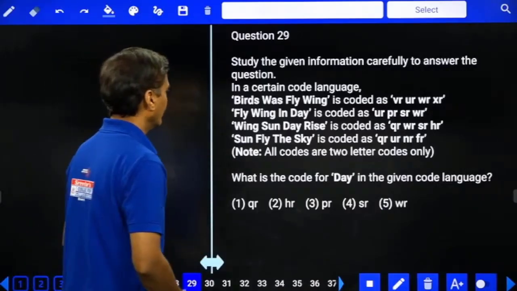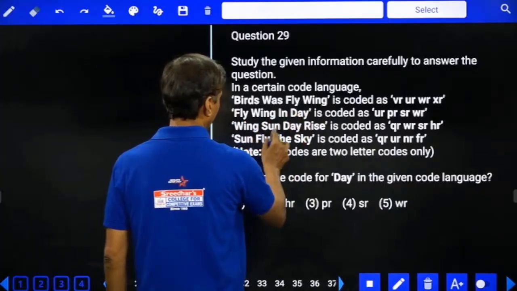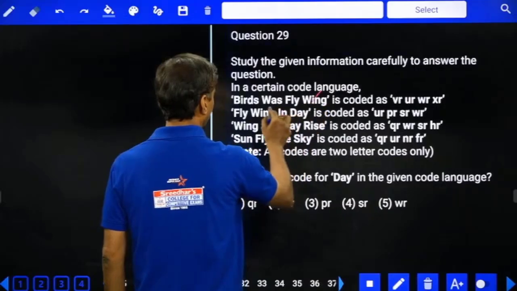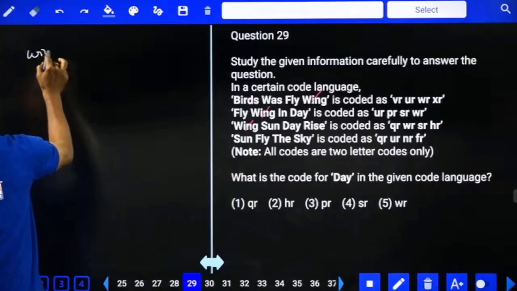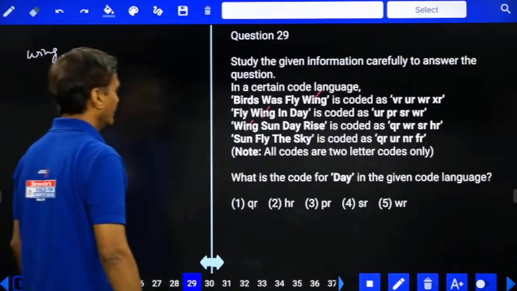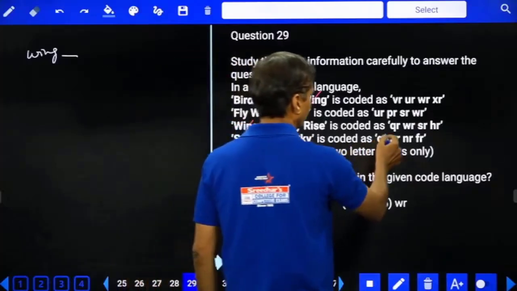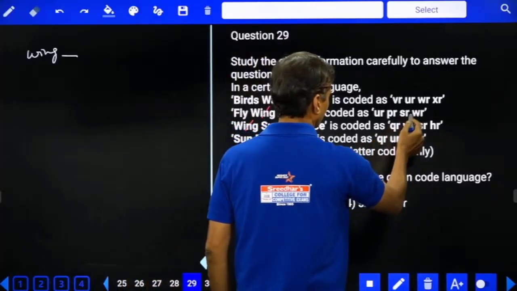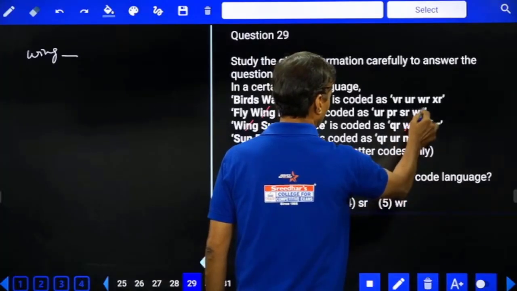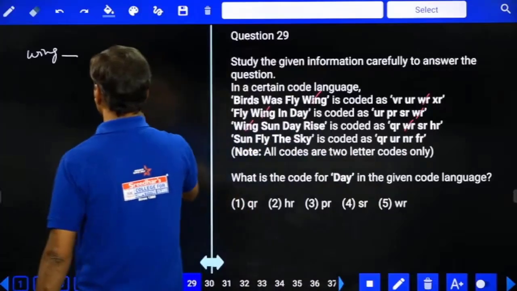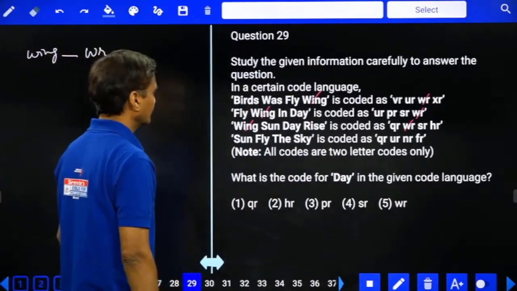Okay. Now birds was flying wing. Fly, wing, fly, wing, wing. Now wing is the word that is common in the first, second and third. As wing is the only word that is common in the first, second and third, then what is the only code that is common here? VR, UR and WR, XR. Now WR, WR, WR. Hence, the code for wing is WR.